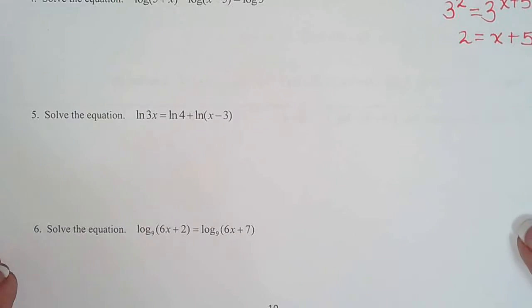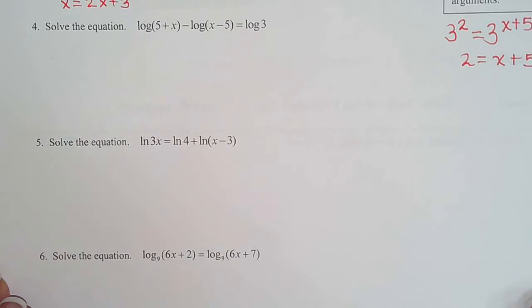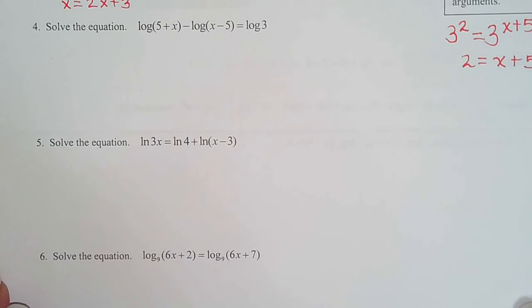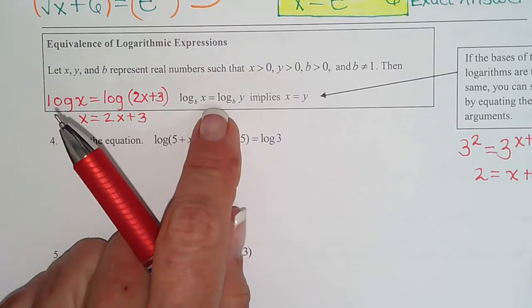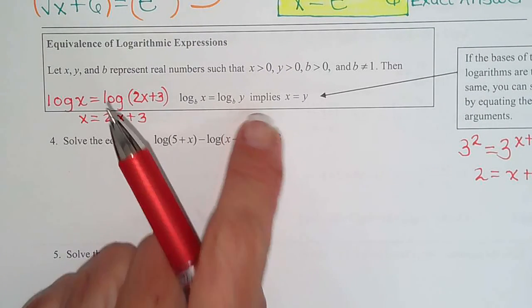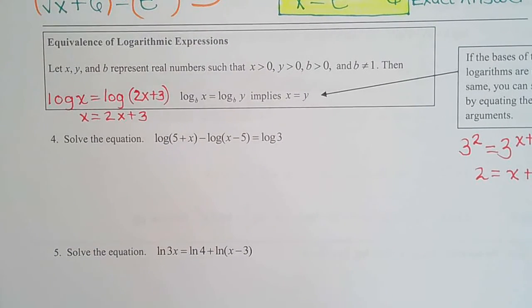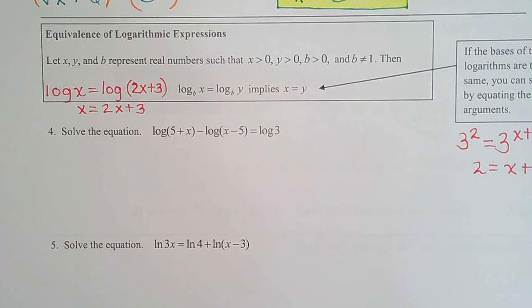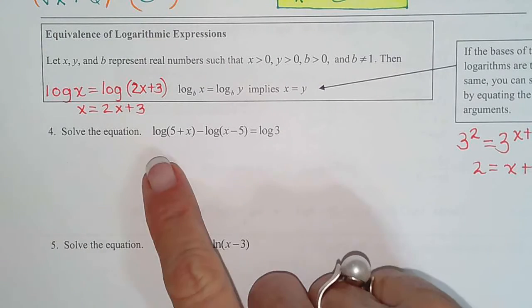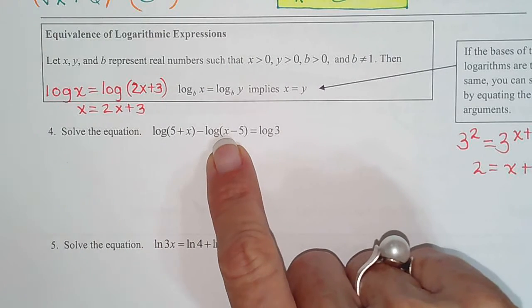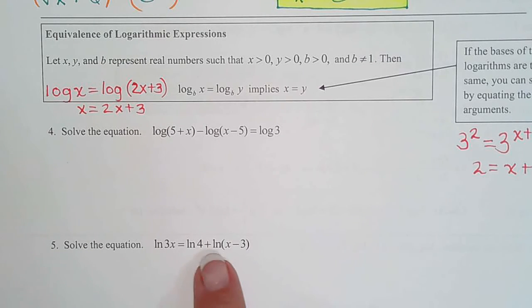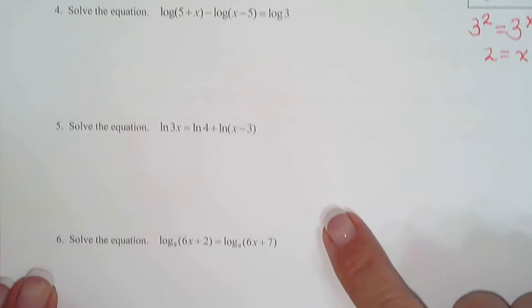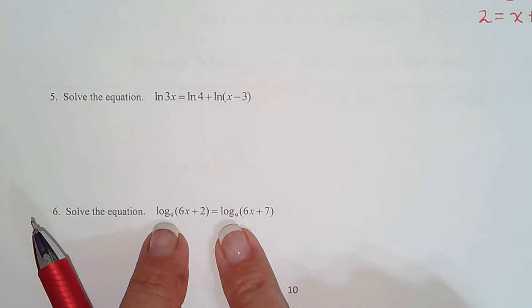So notice all three of these next examples have logs on both sides, so they all fit the pattern. But the key is you have to remember there can only be one log on the left and one log on the right. So you still have to use those properties that we wrote down at the top of page 9. Subtraction turns into a single log of division. Addition turns into a single log of multiplication. So you still have to do those because I can't have two logs on one side ever. I have to combine this to a single, have to combine this to a single. The only one that's ready to go is this one where it's already a single log equals a single log.